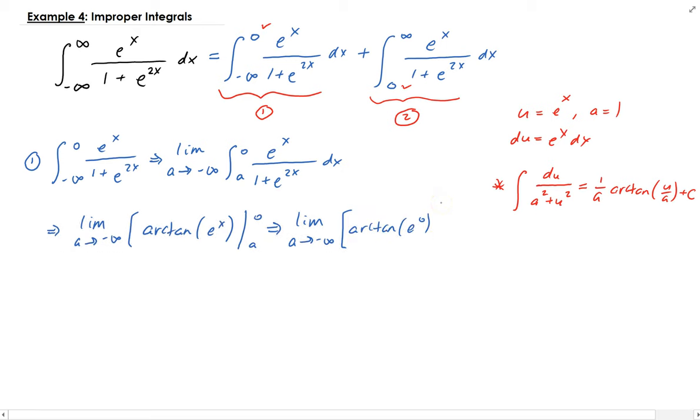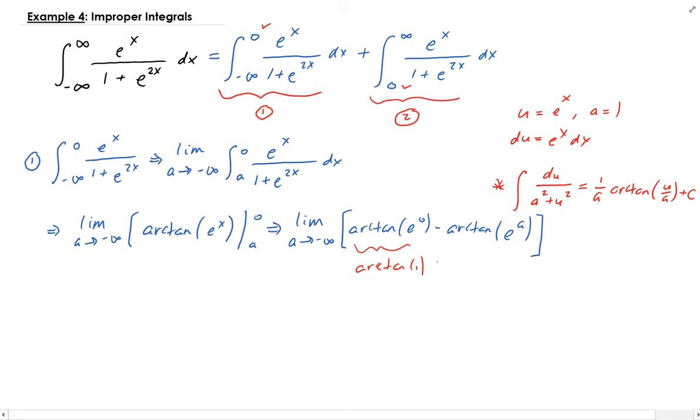Okay. Let's see. So we have arctangent of e to the 0 minus arctangent of e to the a. So arctangent of e to the 0. e to the 0 is just 1. So really this is arctangent of 1.